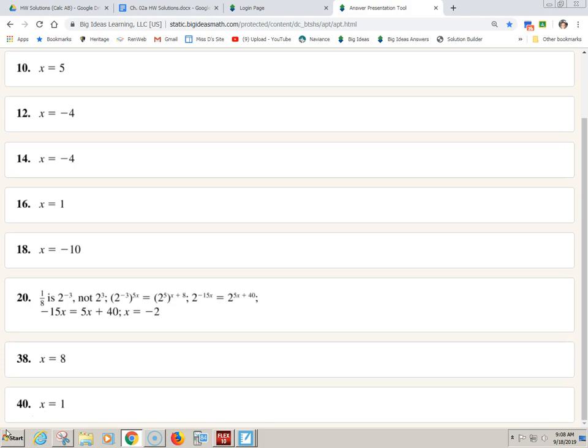And then if you guys have not yet seen at the very bottom, number 38 and number 40. 38 was x equals 8. And number 40 was x equals 1.